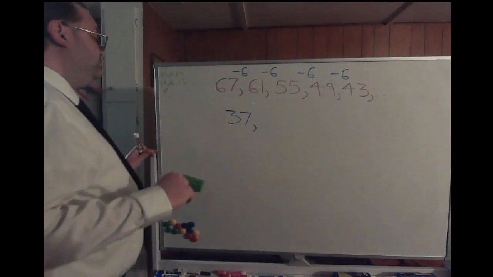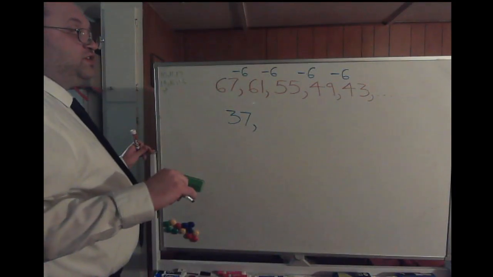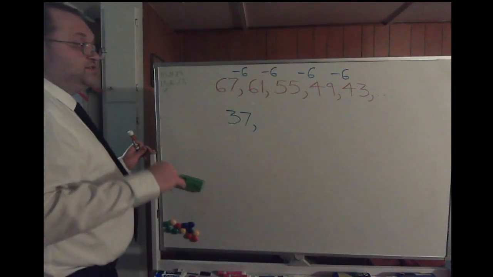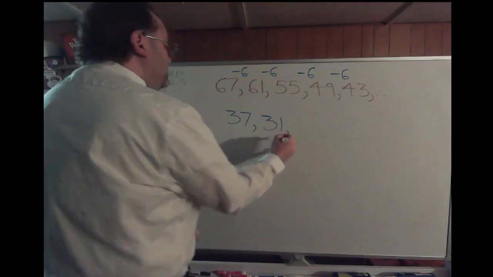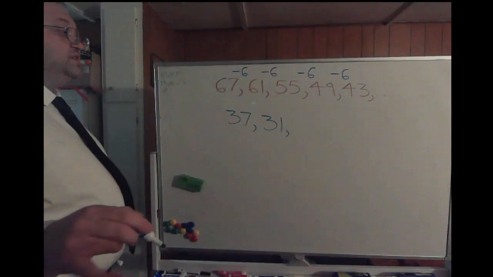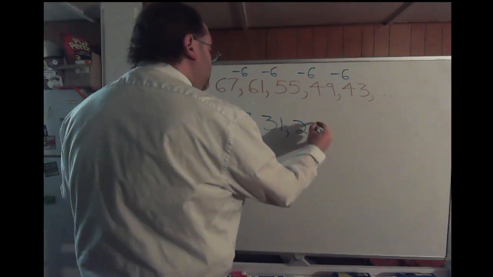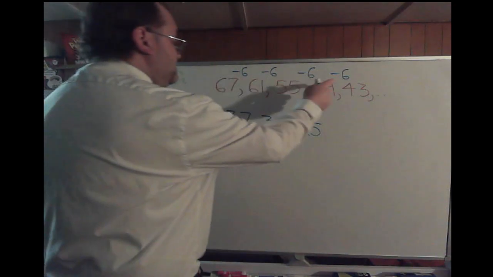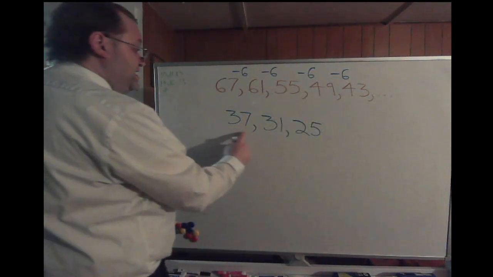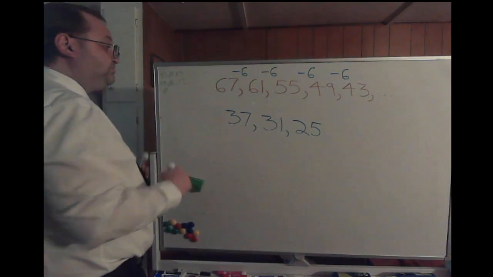And then 37, after that, we want to find the next term. We want to subtract another 6, so 37 minus 6, well, that'd be 31. But we need to find a third term. So let's do 31 minus 6. That would be 25. So if we make a conjecture based on minus 6 between each term, you'll get 37, 31, and 25 for your next 3 terms of the sequence.